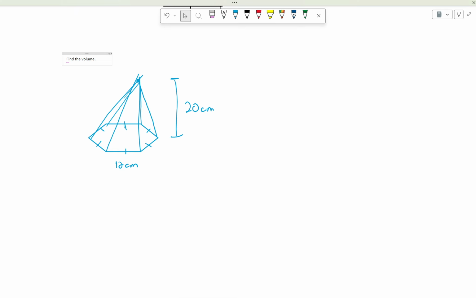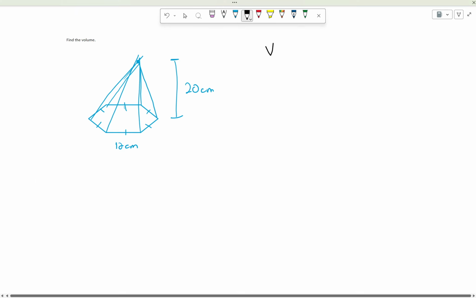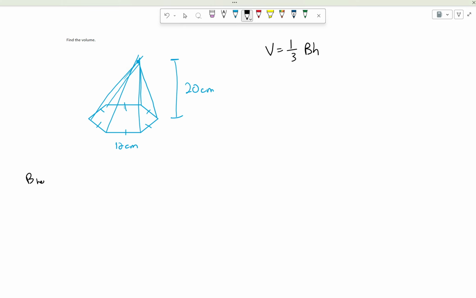All right, here it is. What's our formula? Nothing other than V is equal to 1/3 capital BH. And the fun of this problem is finding the area of the base, right? Because we now need to find the area of a hexagon, which is 1/2 of the perimeter times the apothem, going back 2 lessons, right? So, perimeter. We already know 6 sides times 12. 6 times 12 is 72. And now we need to find the apothem.